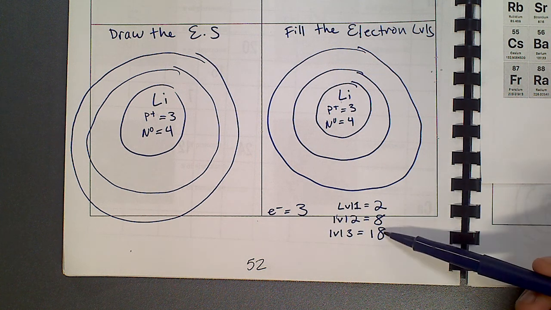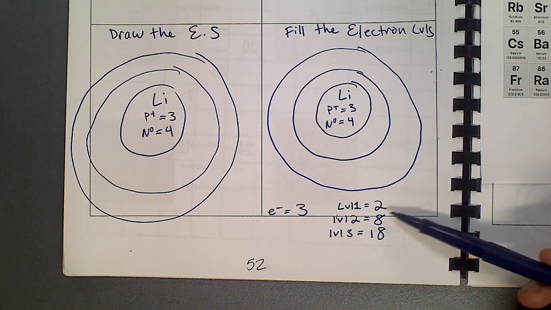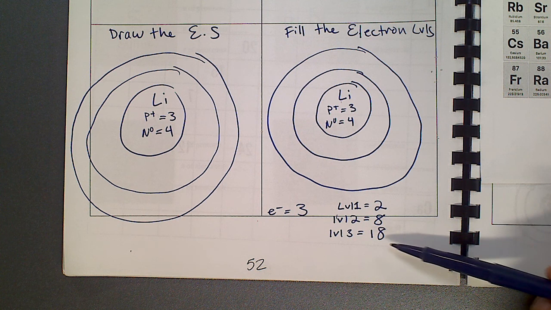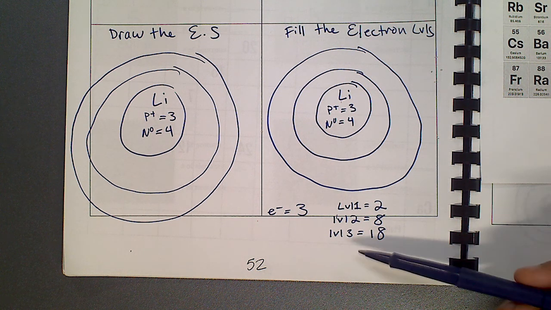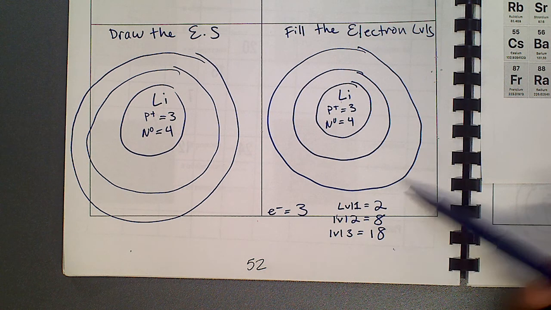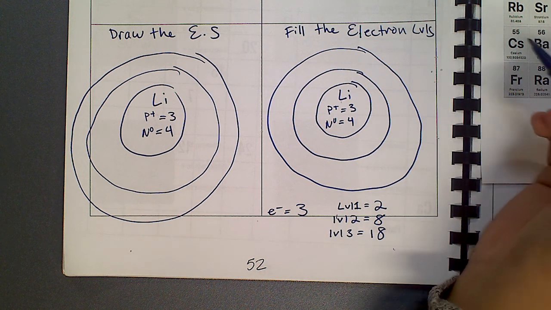But each level can only hold a maximum based off of this chart. So level 1 can only hold a max of 2. Level 2 can only hold a max of 8. And level 3 can only hold a max of 18. And since we're not going to do anything past level 3, just worry about remembering this. All right, so now we got to place those 3 electrons into our shells. So first off, I'm going to start with my first 2 electrons.